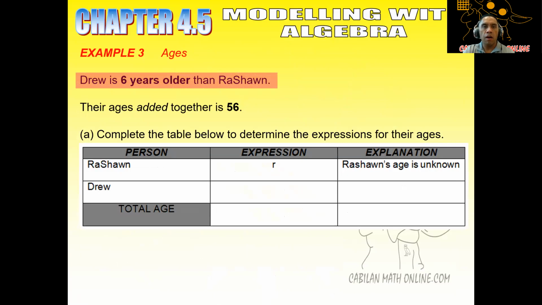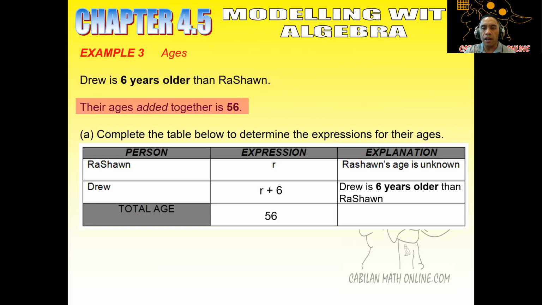Okay, so if you want to think about raw numbers for a moment, for example, if someone's 7 years old, a person who's 6 years older would be 13. So what we're just going to do here is, since R represents Rashawn's age, we're just going to add 6 to it. Okay, and their ages added together is 56.